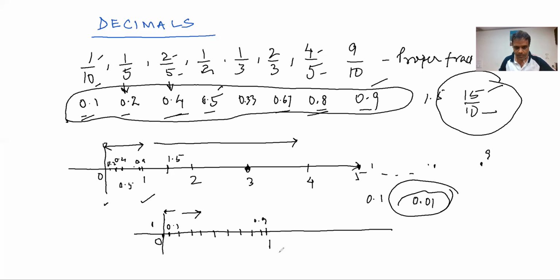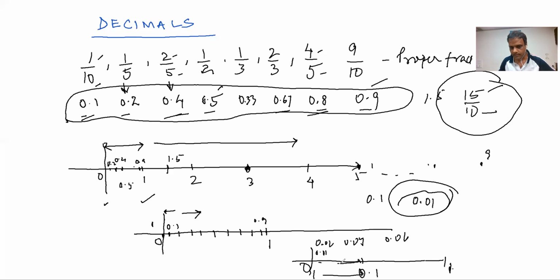Now again, let me make it bigger. Now this is 0, this is 0.1, and somewhere here it is 1. Now all of 0.01, 0.02, 0.03, 0.04 will figure between 0 and 0.1. All these numbers are going to figure here. I hope there is some clarity where all these numbers actually lie on the number line. And this is very, very important for you to understand decimals as a concept.